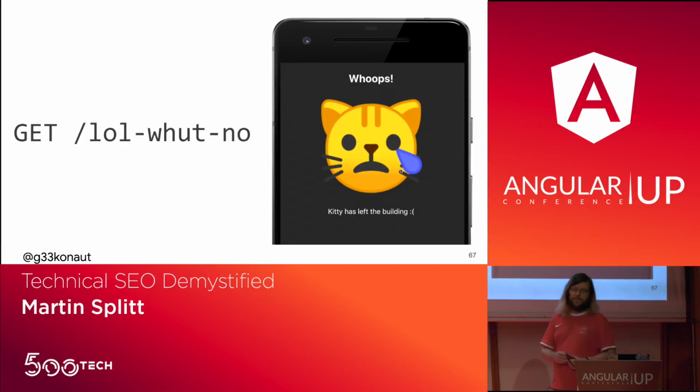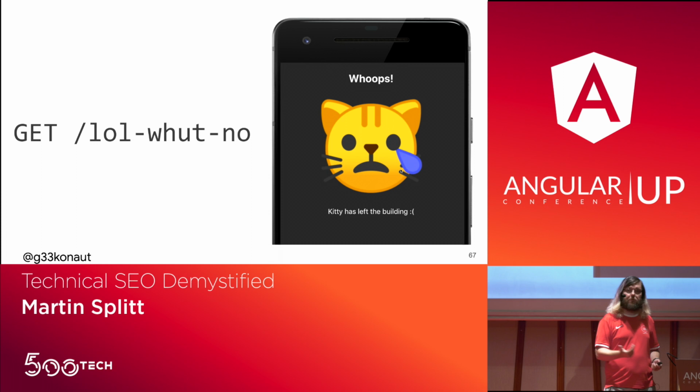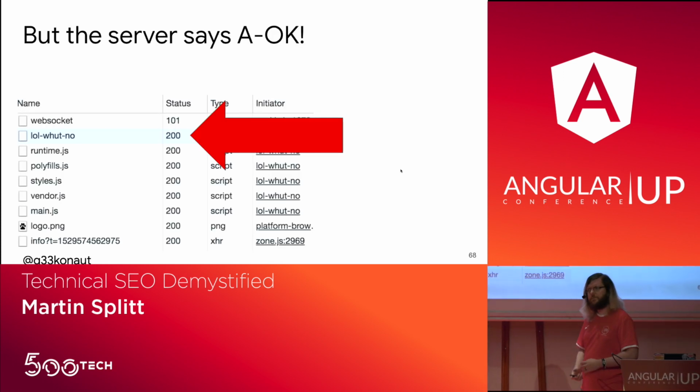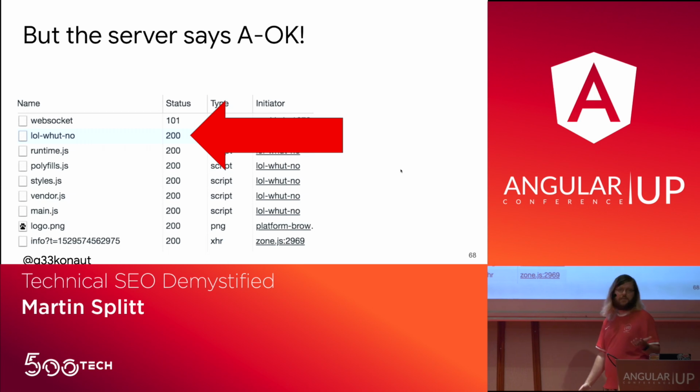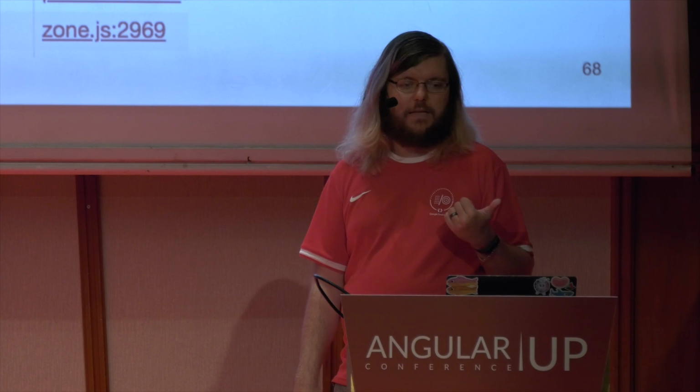So for instance, what happens if I go to a URL that doesn't exist? I get an error page. That's good. Except the HTTP side of things looks different. The server, because it's a single page application, doesn't know if this URL actually exists or not. It just goes like, yeah, sure, cool, here you go. And then the JavaScript figures out, oh, this cat actually doesn't exist. And then it fails. Well, that's not really good, is it?